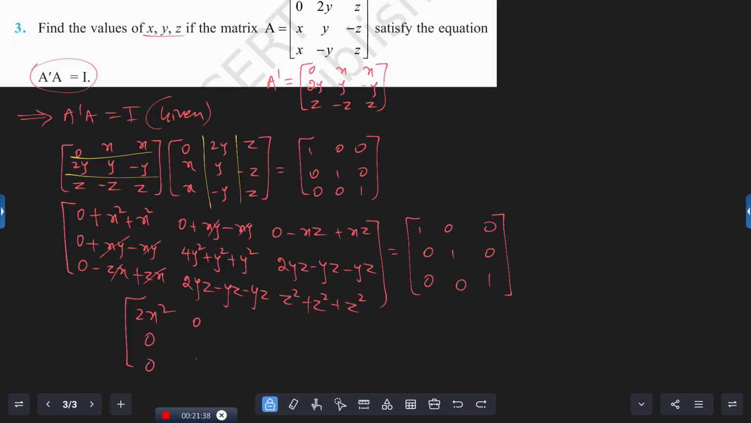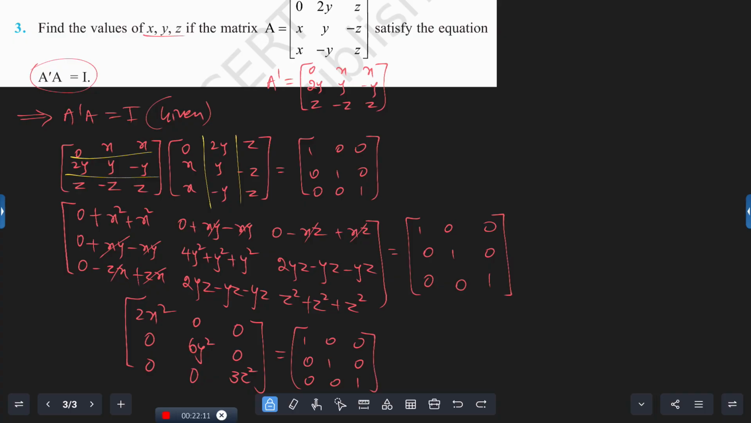So this will be 0. Here 4y square plus y square plus y square, 6 times y square you will be getting. Here you see 2 times yz; when you add, it became 0. Like that here also cancel, so 0. This also when you add, you will be getting 0. And here when you add each, I am getting 3 times z square, which is equal to 1 0 0, 0 1 0, 0 0 1.